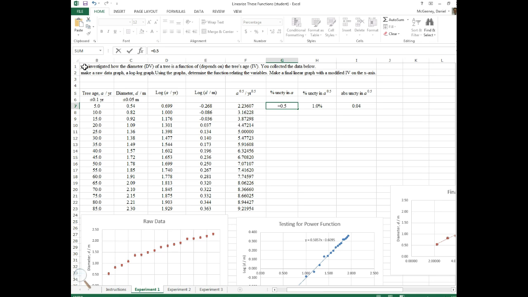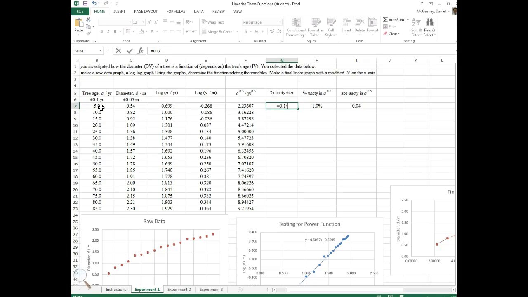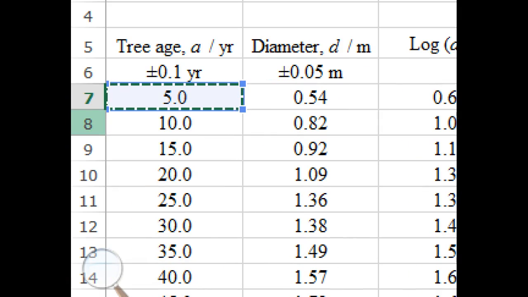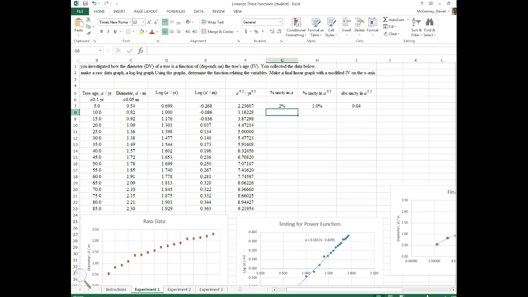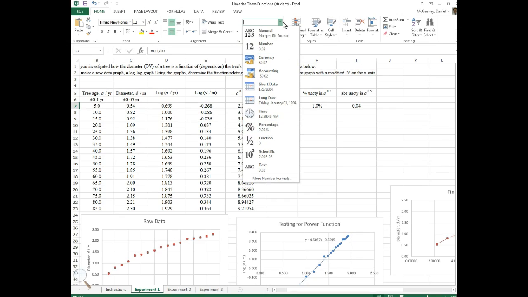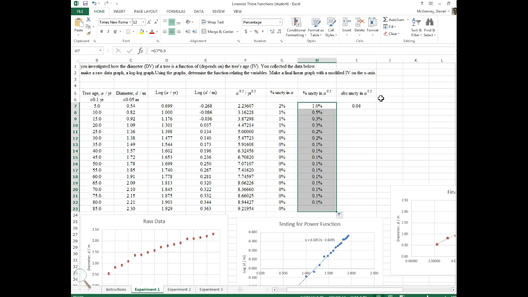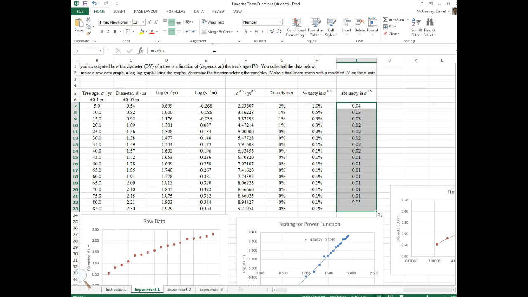So I do 0.1 right here, and then I have to divide by the value of a in this first row, which is just this. So I click on my 5. Then I hit enter. I've already made it a percentage by choosing the percentage here from the drop-down. So it's a percentage. I'm going to round it to the nearest whole number since it's 2 or bigger. And then I copy this down, and I copy this down, and I copy this down. And now it's time to finish my rounding.